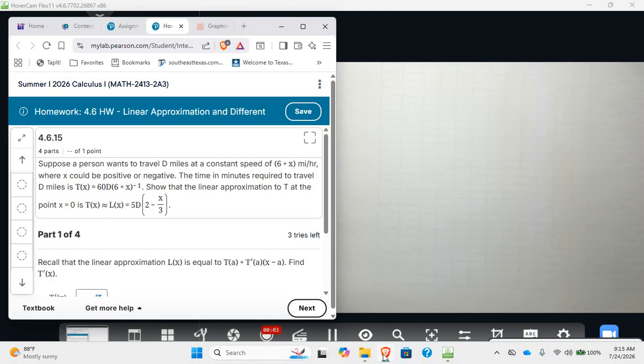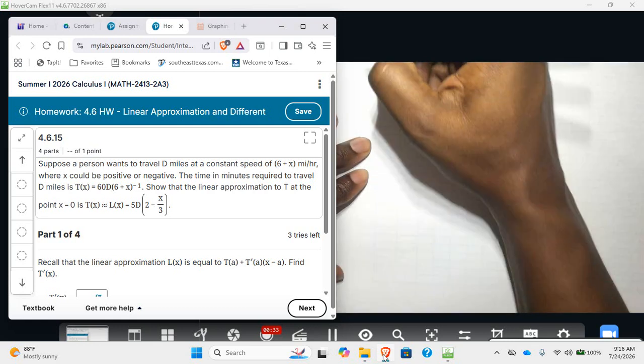All right, number 7 says suppose we want to travel d miles at a constant speed of 6 plus x miles per hour, where x could be a positive or negative integer. The time in minutes required to travel d miles is t of x, which is equal to 60d times the quantity 6 plus x to the negative first power. We're going to show that the linear approximation to t at the point x equals 0 is t of x, which is approximately Lx, and then we have our formula.